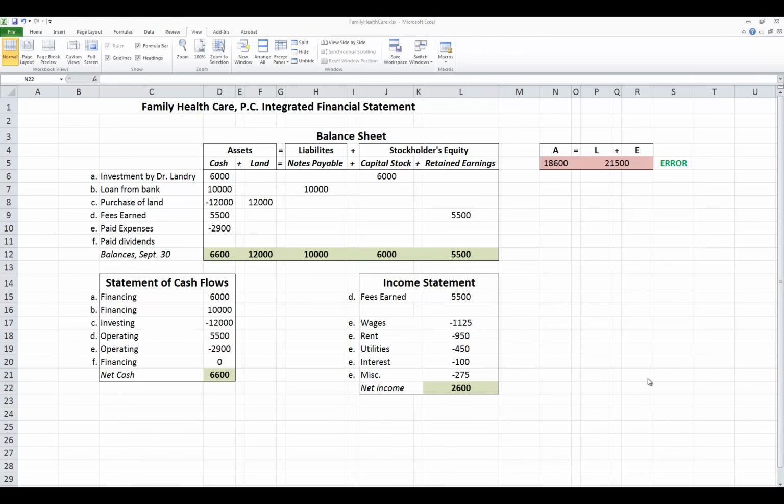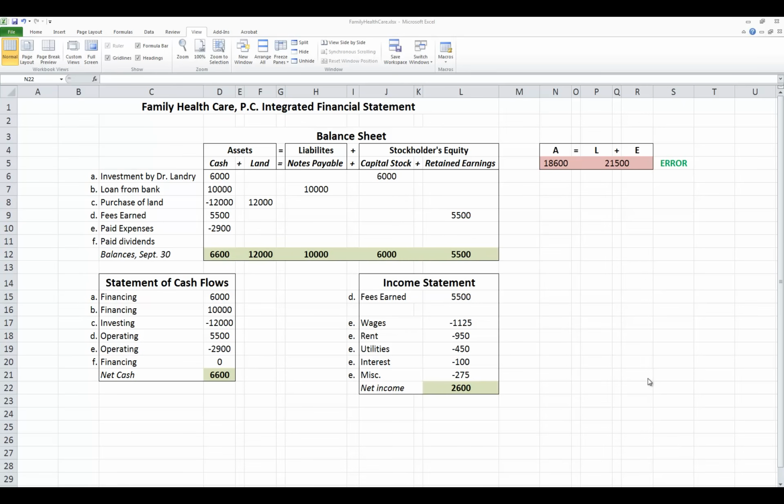Okay. Now if we look up at our accounting equation on the right-hand side, it says error. It's not balanced yet. So we have to go up to our balance sheet, and where it says paid expenses, there we have the total of $2,900 in paid expenses. And that is simply the sum of the wages, rent, utilities, interest, and miscellaneous down in the income statement. So there's a formula that adds those up and puts it in paid expenses under cash assets. And again, that is an outlay or a payment of cash.